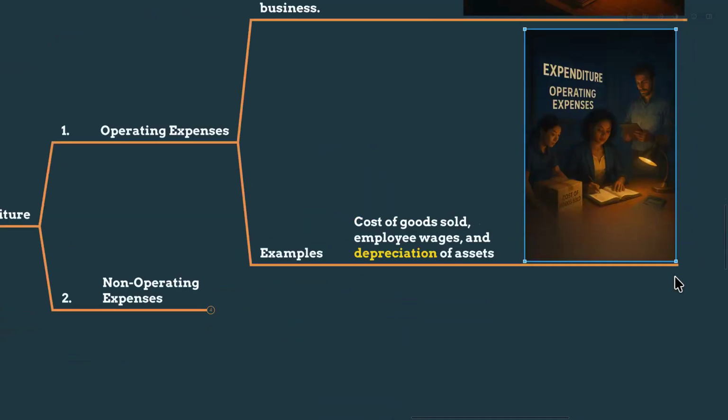Depreciation means, when you are using the assets, they will lose value because of wear and tear. That is something called depreciation. So these are the usual operating expenses. Let's say you are having a grocery shop. You are paying 400,000 rupees to buy the groceries from the wholesalers. That is something called cost of goods sold.